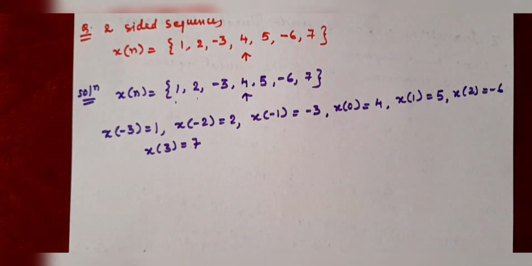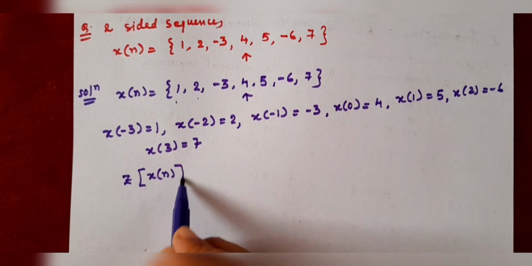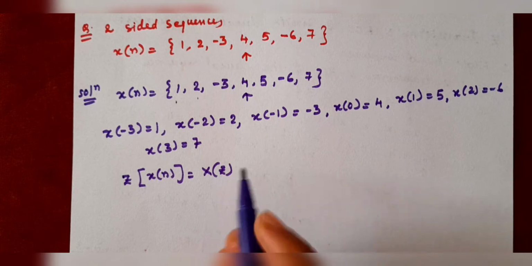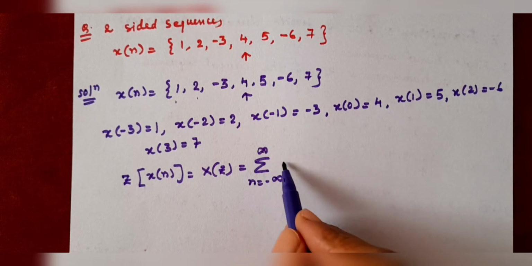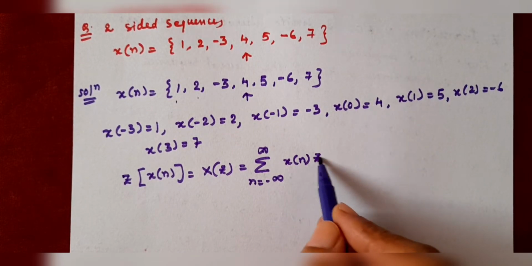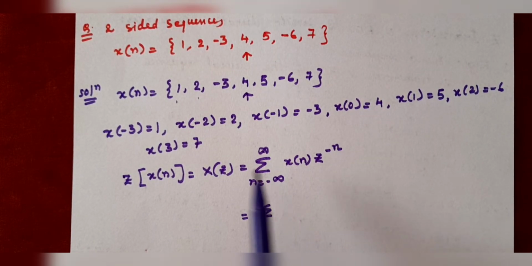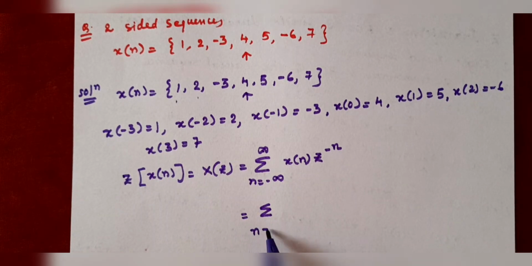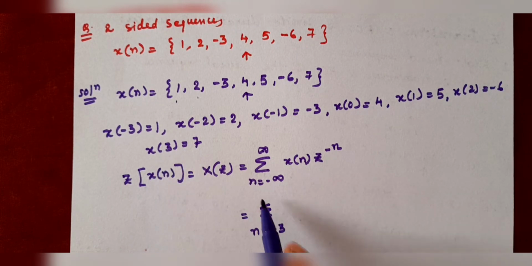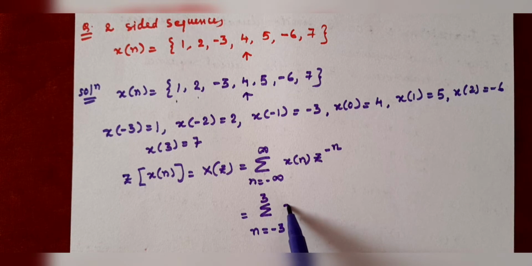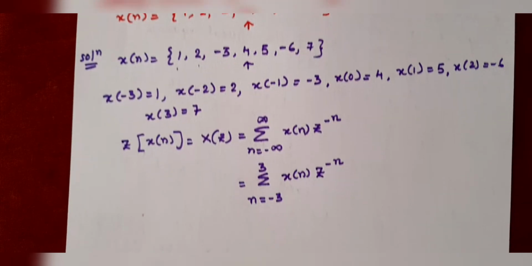Okay. Now write the definition of X of z. Z transform of x of n is equal to X of z. Its equation is summation n is equal to minus infinity to infinity x of n z to the power of minus n. So here the summation is starting from minus 3, n is equal to minus 3 till what sequence it is having? Till 3. So n is equal to minus 3 to 3, x of n z to the power of minus n. Now, expand the summation.